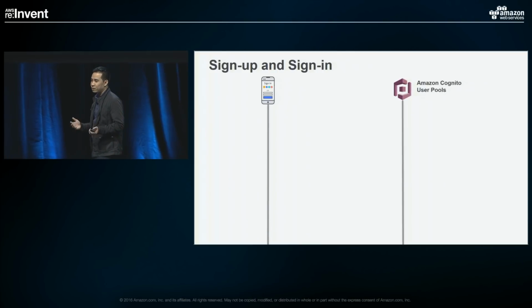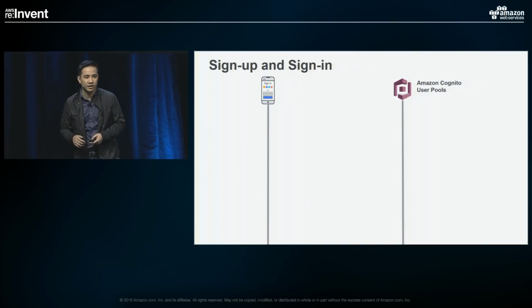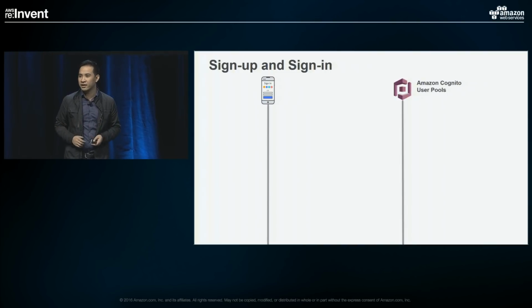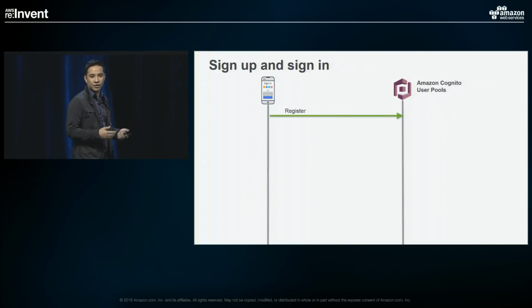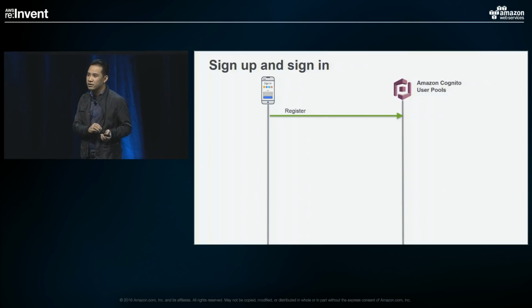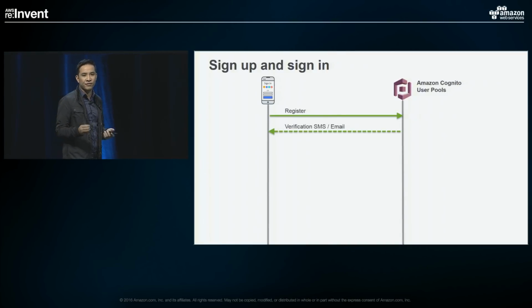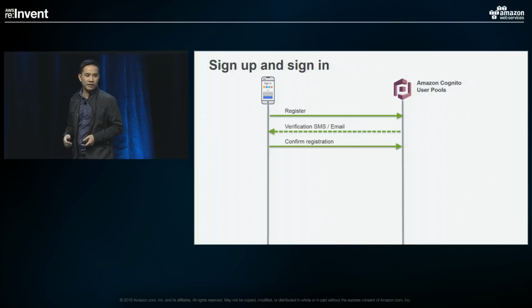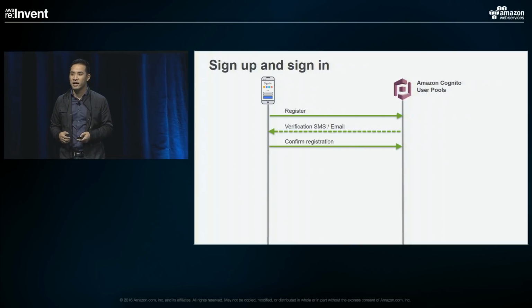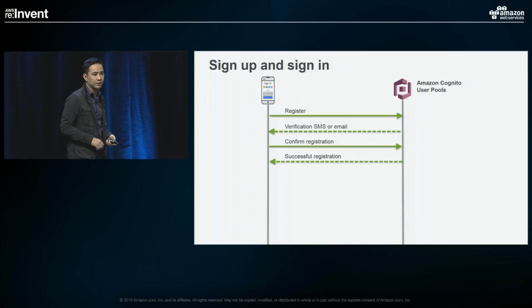So Amazon Cognito User Pools is a managed identity provider. And I want to walk through two of the key flows here, sign up and sign in. So for sign up, you have a user, they use your mobile app, they register, the mobile app calls Cognito User Pools. Cognito User Pools then sends a verification SMS or email to the user. The user then can put in that verification code to verify and confirm the registration, and only at that point is a user considered a successful registered user.